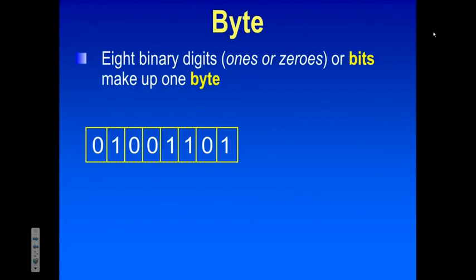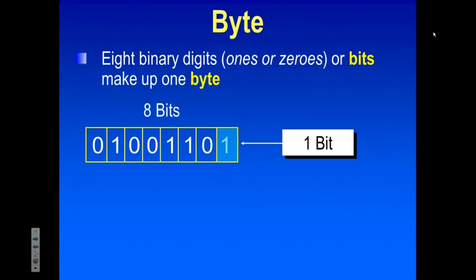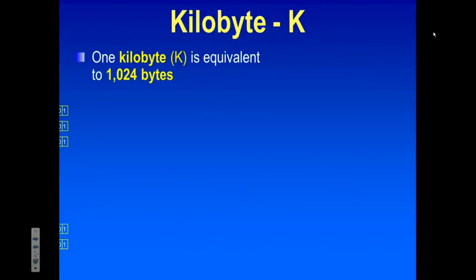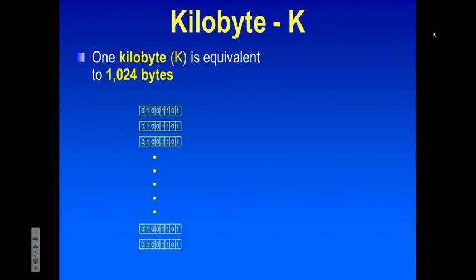Eight ones and zeros is called a byte, okay? Do you guys remember what 4 is called? Right, a nibble. So that's 1 bit; 8 of them is a byte, 4 of them is a nibble. A byte generally can store something very small, like 1 character. Then we have what's called the kilobyte. Using the metric system, a kilobyte is 1,024 bytes.